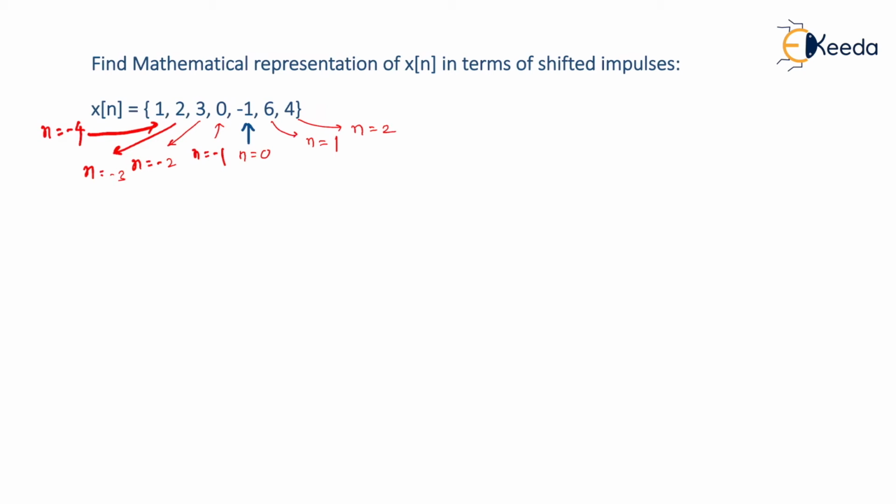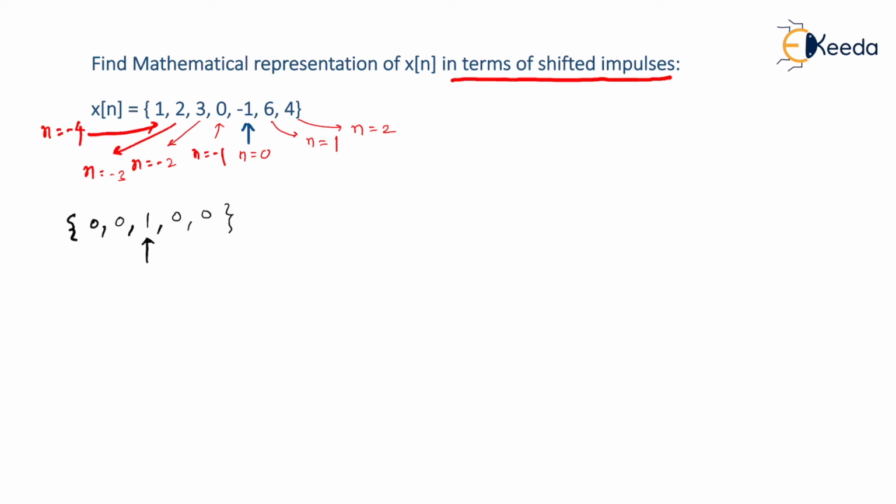Is that right? So now, to express a mathematical representation of x of n in terms of shifted impulses, we need to do a little exercise. Suppose you have a random sequence like this. Let's say 0, 0, then you have 1, then you have 0, 0 here. And let's say I'm showing an arrow mark here. I'm sure you must have recognized that only at n equal to 0, a signal is present having magnitude equal to 1, and it is equal to 0 when n is not equal to 0.